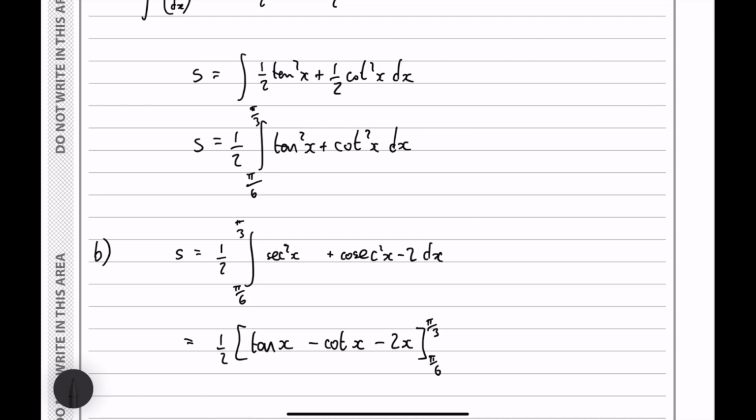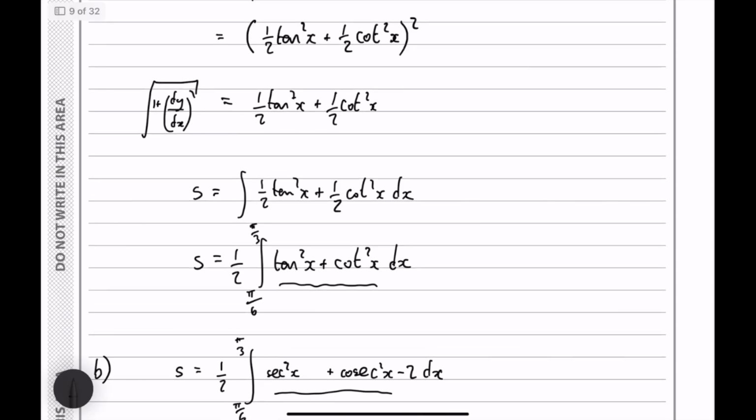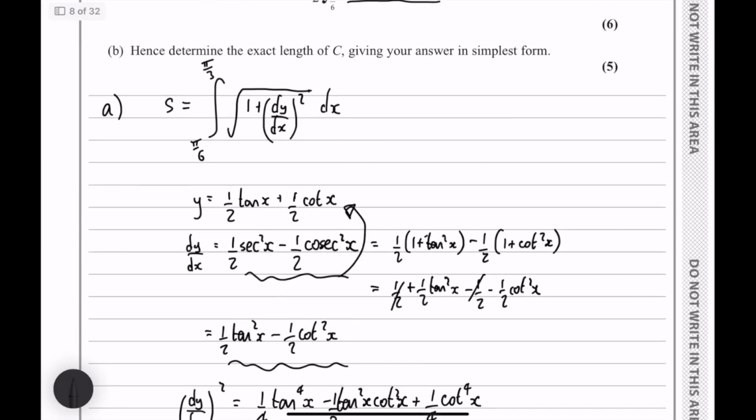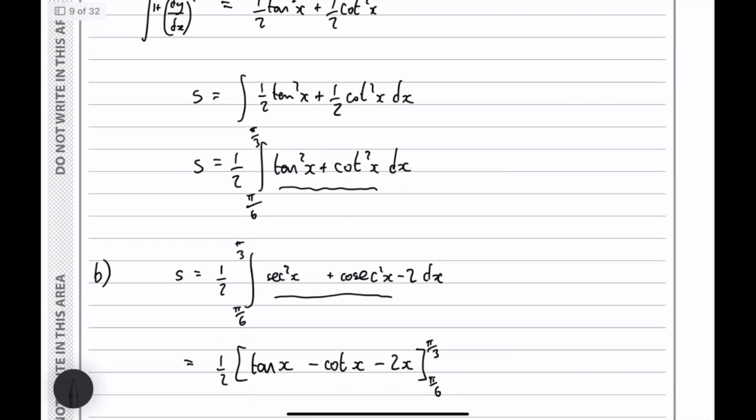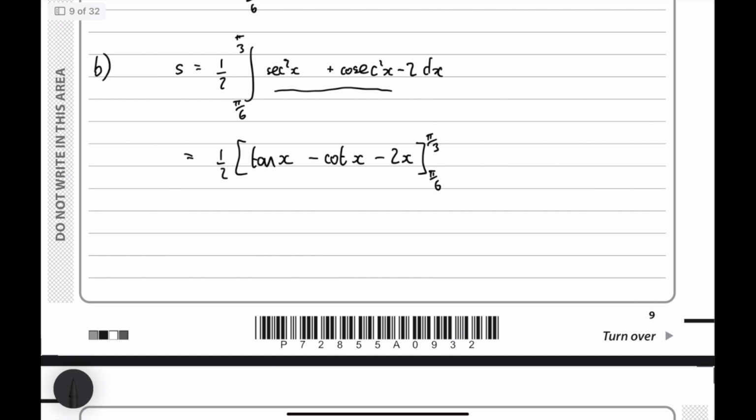If that process wasn't obvious to you, then what I would recommend is you just browse down quickly through the list of integrations and differentiations that you've got in your formula booklet until it becomes clear that these are easy, not because they are there as an integral, but because they're there as the differential of what we did earlier. But hopefully, given that we did that earlier, that was already in your mind. So now we just need to put the limits in.